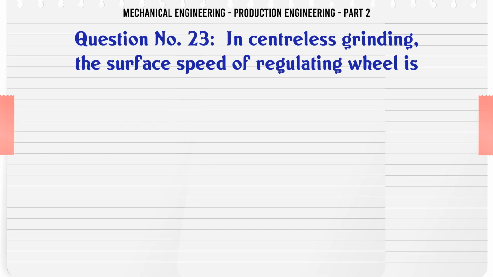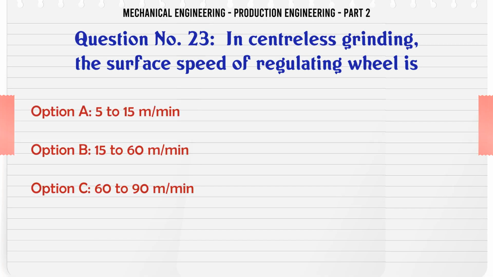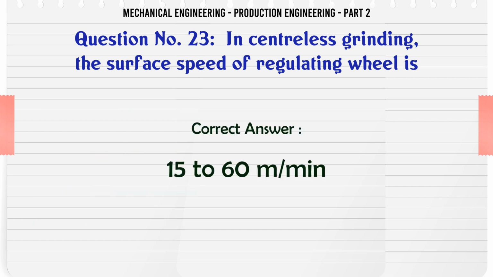In centreless grinding, the surface speed of regulating wheel is A. 5 to 15 m/min. B. 15 to 60 m/min. C. 60 to 90 m/min. D. 90 to 120 m/min. The correct answer is 15 to 60 m/min.